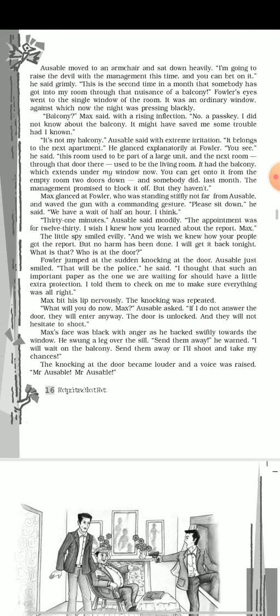Next paragraph. Max glanced at Fowler. Max, the person holding a gun in his hand, you may say him antagonist of the story, villain of the story. Max looked at Fowler, who was standing stiffly not far from Ozable. It means Max looked at Fowler, and Fowler was standing straight near to Ozable, and waved the gun with a commanding gesture. "Please sit down," he said. "We have a wait of half an hour, I think." Right?